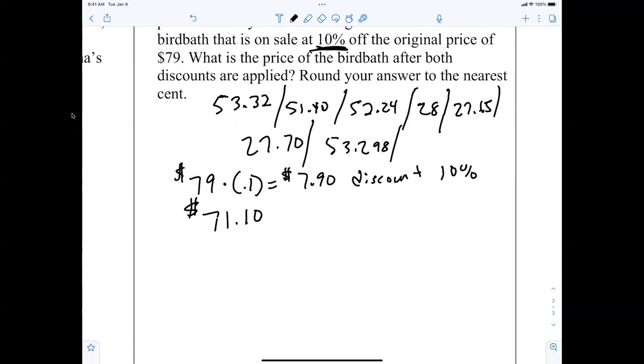Now you look up and you say, wow, this is my lucky day, I get another what? 25% off. So what do I do with the $71.10 and the 25%? We're trying to find 25% off of $71.10. How do I find it? It's nothing different. You multiply 71.10 times what? Yes, you multiply 71.10 times 0.25. So now do that on your calculator and tell me what that discount is.